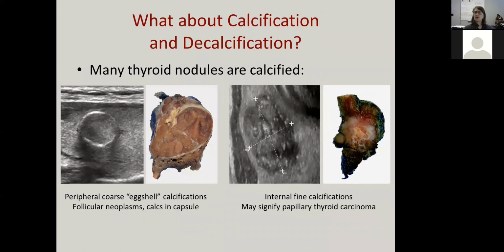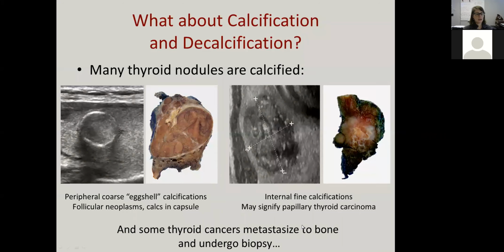Okay. The other thing I will mention is calcification in thyroid nodules. As you know, neoplasms can either have this peripheral coarse eggshell calcification in the capsule or internal microcalcification, which would be more signifying of papillary carcinoma, right? So fine microcalcifications, papillary, eggshell calcifications, less specific for papillary.